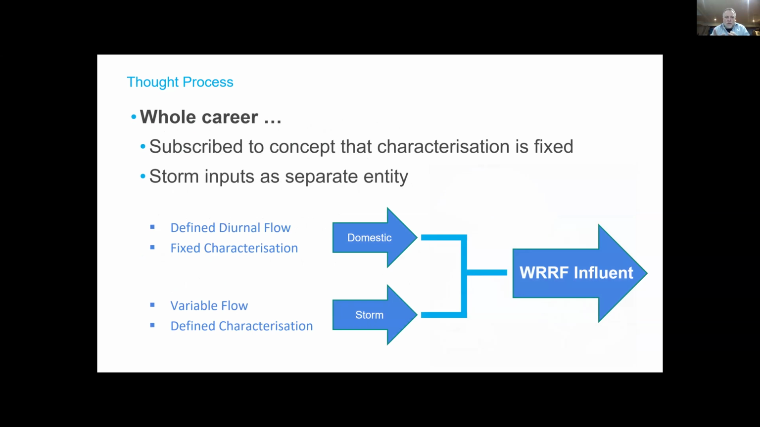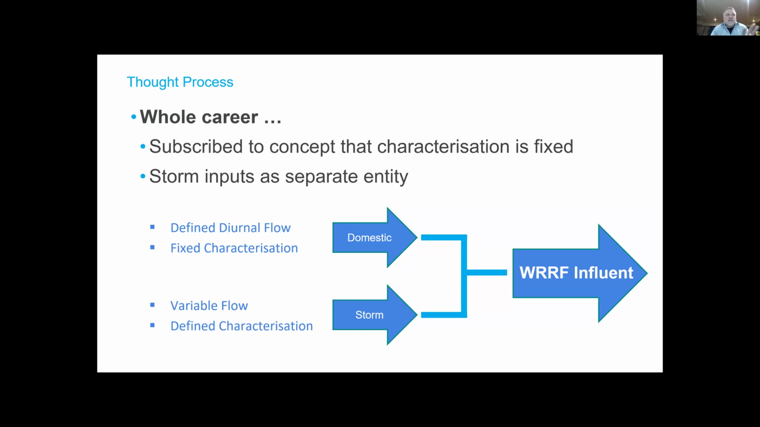So for my whole career, which is now spanning over 30 years, I have always subscribed to the concept that the characterization is fixed, that people don't change and that industry doesn't change. So if you have developed a characterization of your influent, you can hold that more or less fixed. And you get the variable nature of your influent through the storm input, which is obviously variable. So you have a domestic load, which is consistent from day to day. And then on top of that, you add the variable nature of your influent, which can be described with some kind of storm input. It might be variable flows, it might be that you describe your first flush event with the storm, and so on.